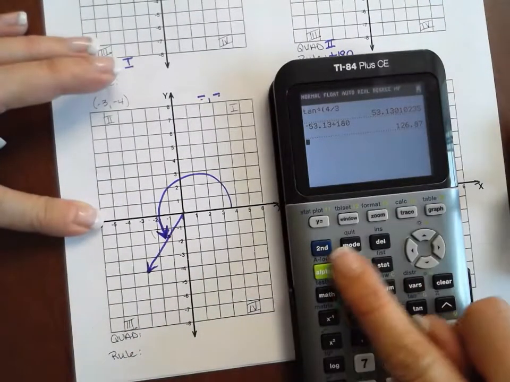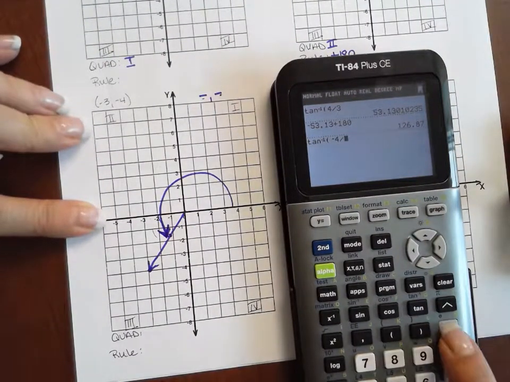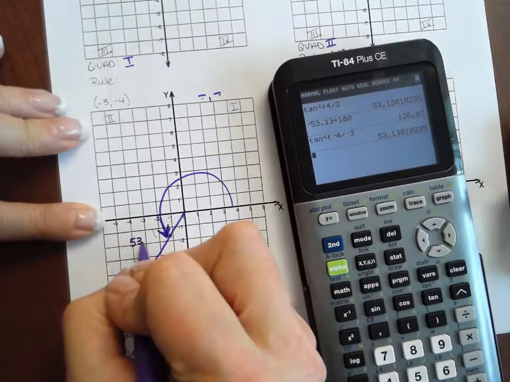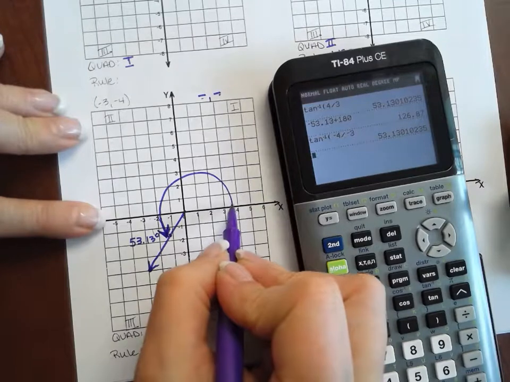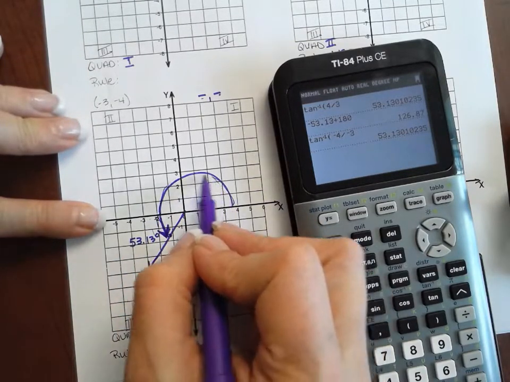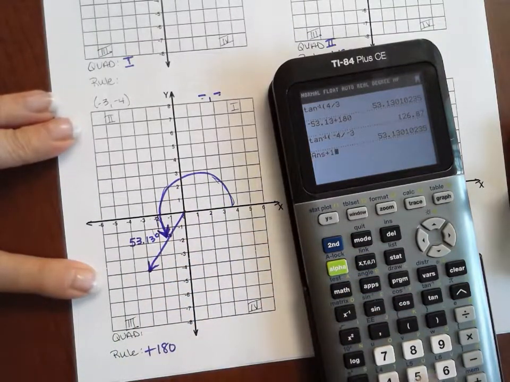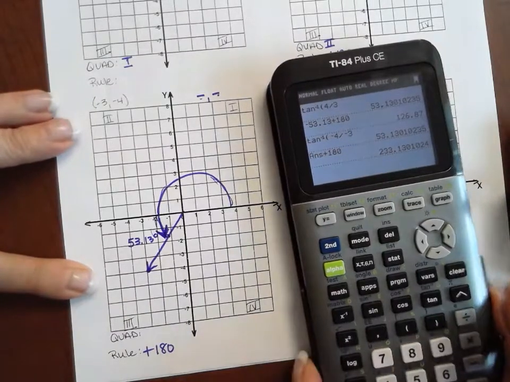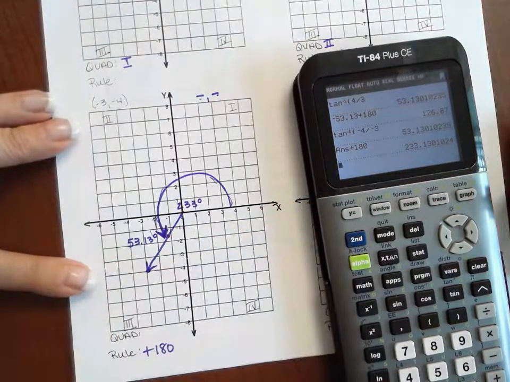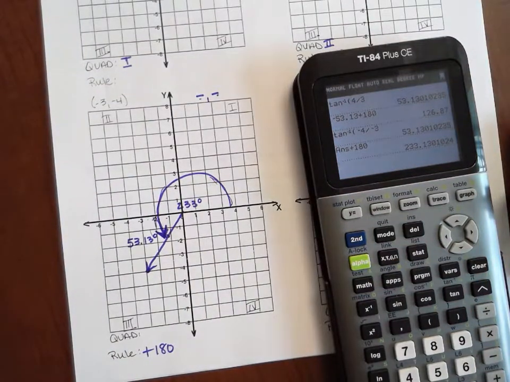So when I look at my tan of -4 divided by -3, I get 53.13 degrees. But that's for this part right here, and I need to add the 180 so that I get the full amount of the 233. Does that kind of make sense?